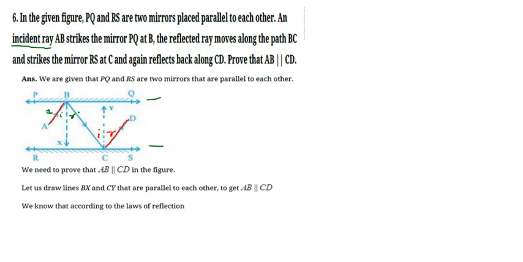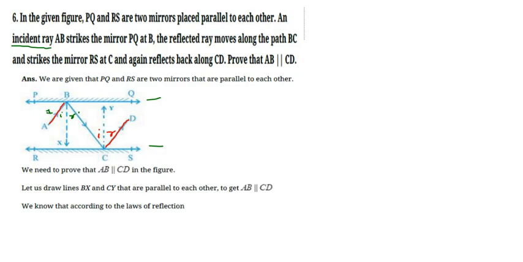Alright, these two are parallel. We need to prove it. Naturally, we need to prove that alternate angles are equal, or corresponding angles, any of the three conditions. So here we need to prove that angle ABC is equal to angle BCD. If you are able to prove that, then alternate angles will be equal, and then the lines will be parallel. So our aim is to prove that angle ABC is equal to angle BCD, right?